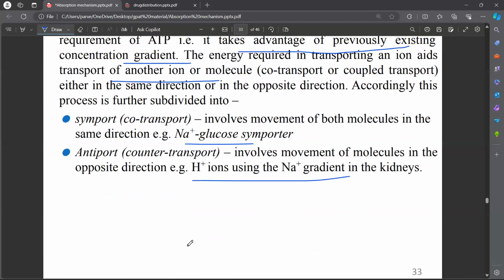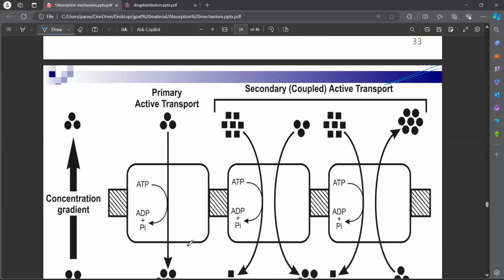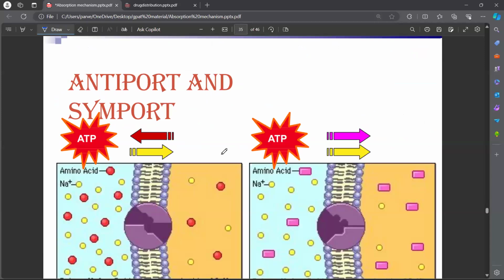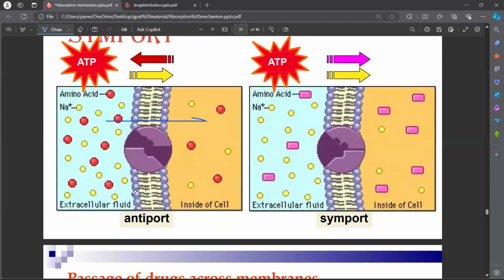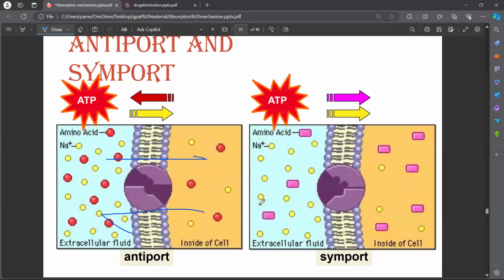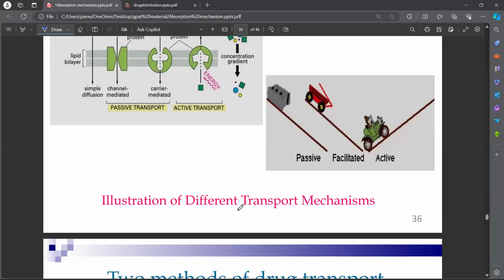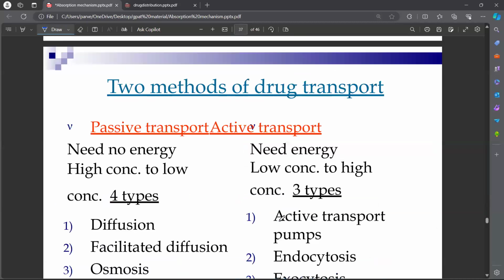So basically, this is the whole antiport and uniport. Antiport is nothing but movement in opposite directions: if one molecule moves like this, another molecule will move like that. Symport is when both move in the same direction. So the passage of the drug, as I mentioned, has these two methods, and you have known endocytosis, cytosis, etc.